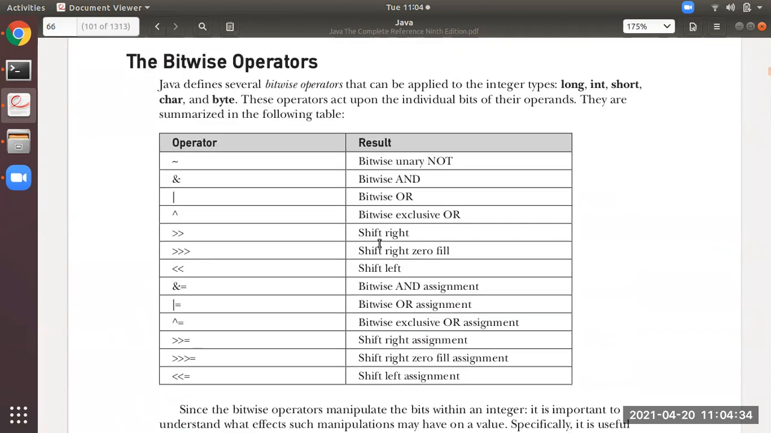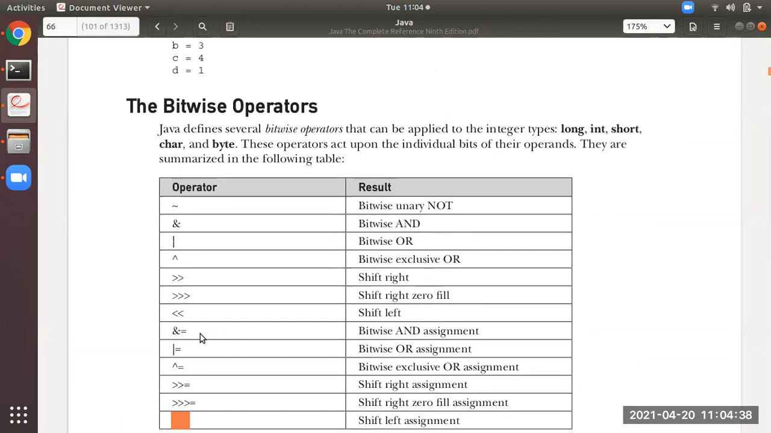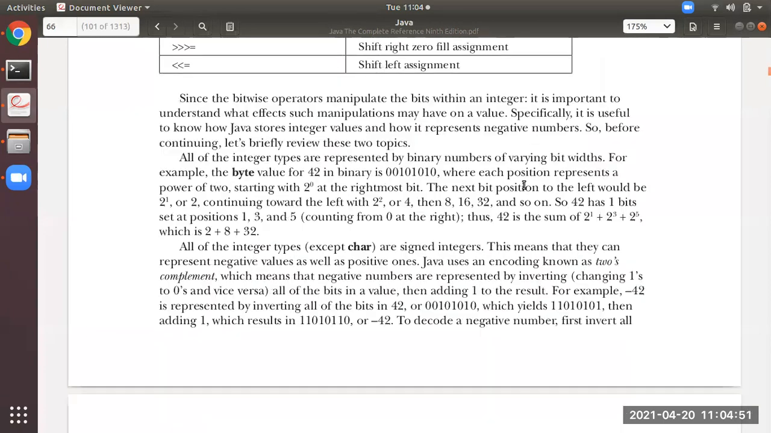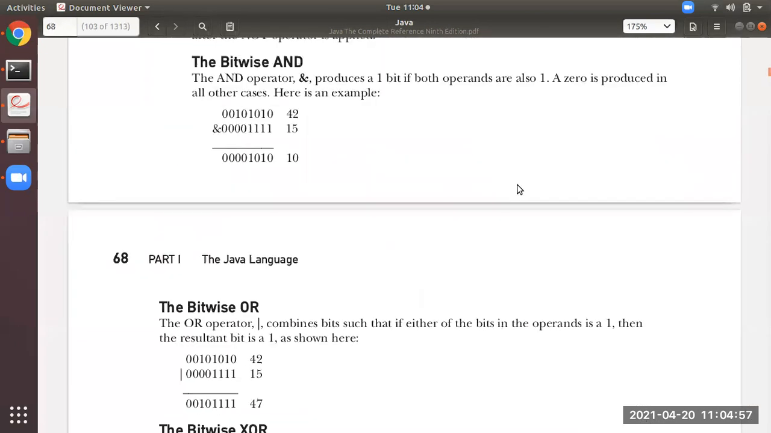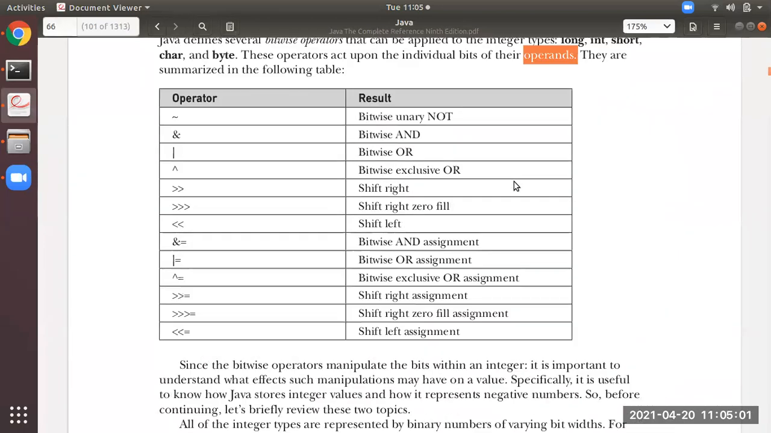Then bitwise operators, students. These are the bitwise operators. You can see their names. See here, Java defines several bitwise operators that can be applied to integer types, that is long, int, short, and even char and byte also. We will see them. Okay, before going into a few programs, one or two programs are there.